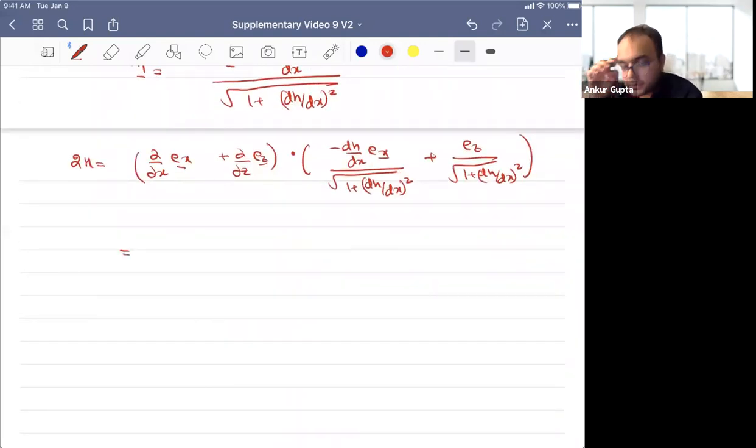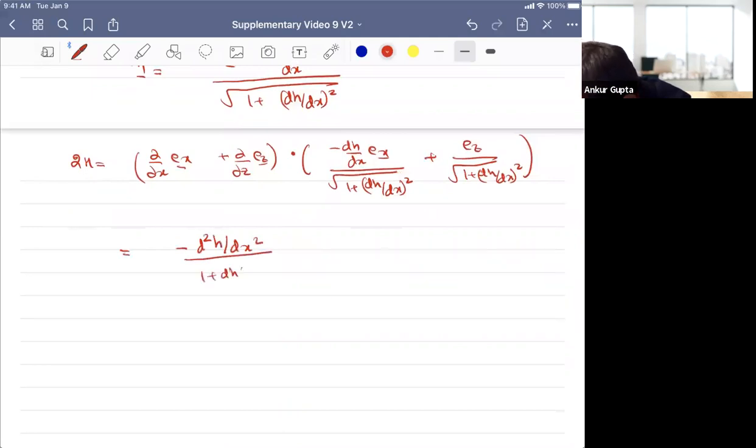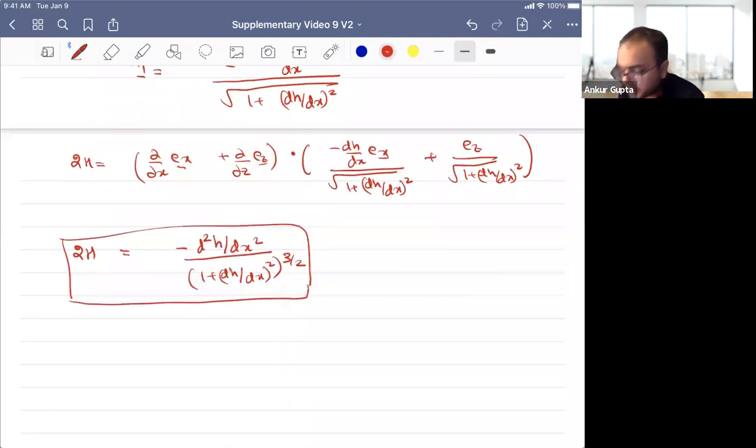What you will essentially get is minus d square h by dx square, divided by something in the denominator. I again invite you to try this yourself. This is not very complicated once you apply the product rule, and we get a very simple formula relatively after that, which is the definition of curvature in a 2D plane. So this is what you get as the curvature, and you can check the units. This also has the units of meter inverse, because d square h by dx square is 1 by distance, so it has the units of meter inverse.